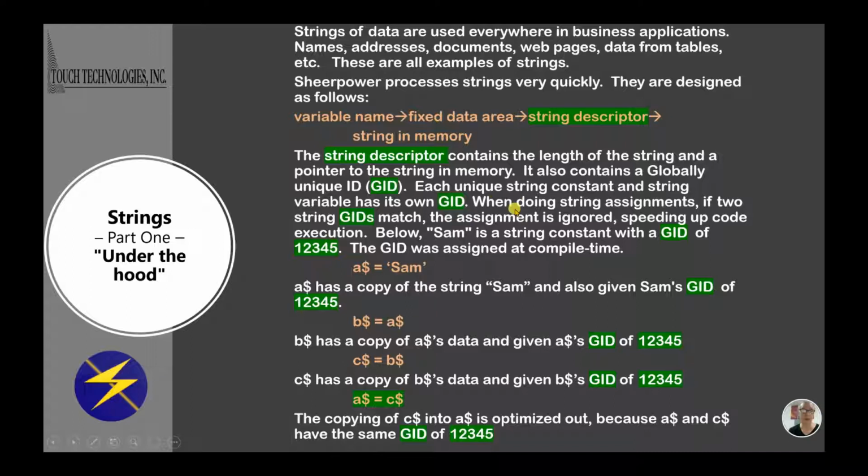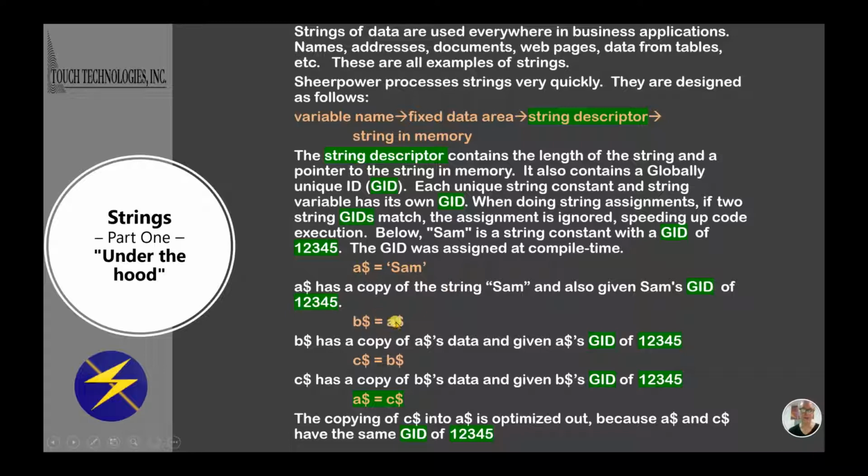At runtime, which is when your program is running, $a equal "Sam": the variable $a gets some memory allocated to it, so it has its own string descriptor. It then receives a copy of Sam, but it also gets in its metadata, which is part of the string descriptor, Sam's GID of 1, 2, 3, 4, 5.